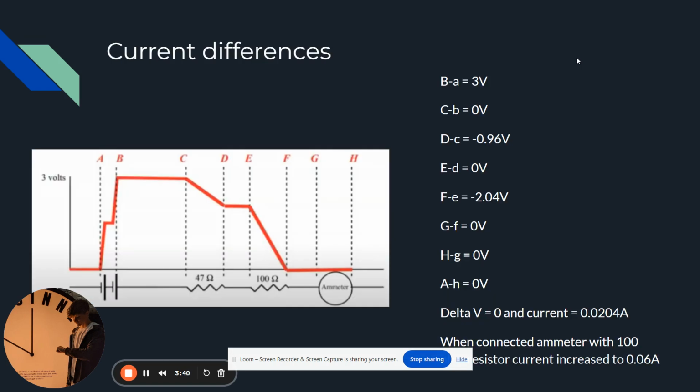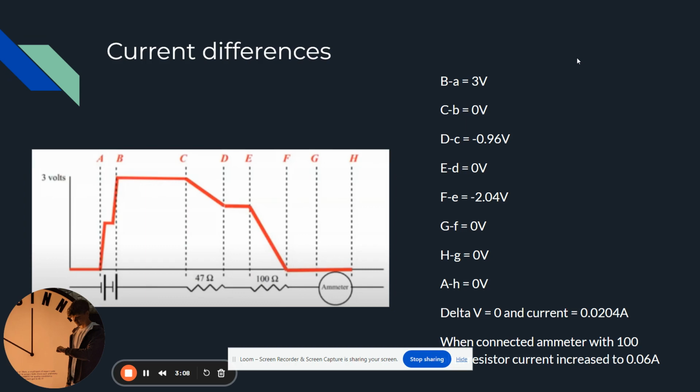So as far as potential differences go, you can see the differences here: B minus A is 3 volts, C minus B is 0, D minus C is negative 0.96, E minus D is 0, F minus E is negative 2.04, and G minus F, H minus G, and A minus H are all 0. Our delta V turns out to be 0, and our current ends up being 0.0204. All of these locations were the ones that were chosen from the lab experiment guide.